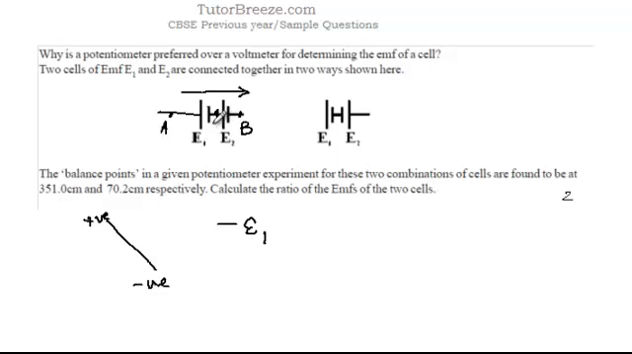Now for the second cell, let's say this point is C. When you move from C to B, once again you're moving from a positive terminal to a negative terminal, which means you're going downhill and you have a negative sign. This means that the total EMF of these two cells is E1 plus E2 with a negative sign. The negative sign doesn't matter, because this means that these two cells are going to deliver current to the circuit in the opposite direction from what we have assumed.